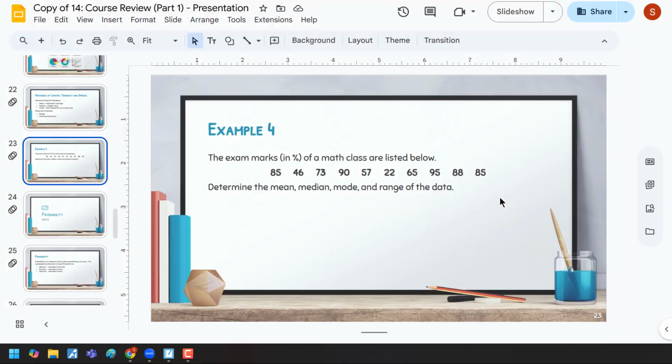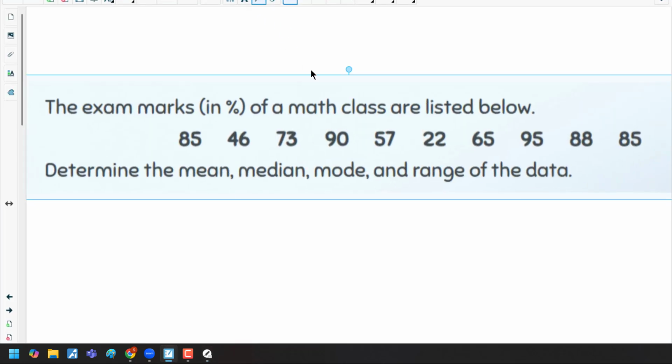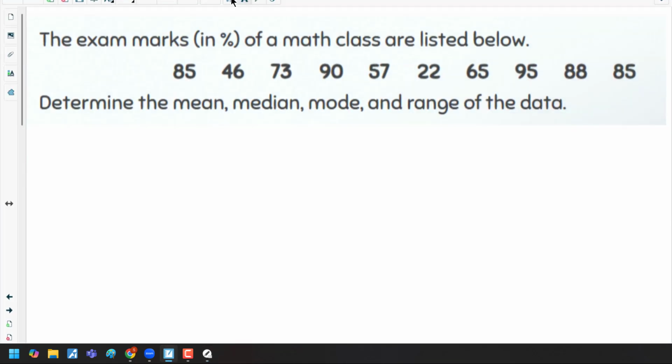And I'm going to do this for you now. We got exam marks in a math class. Some people with the 90s and the 80s, and then we got other people with 22s and 46. Much like our math class. Determine the mean, median, and mode, and the range of the data.